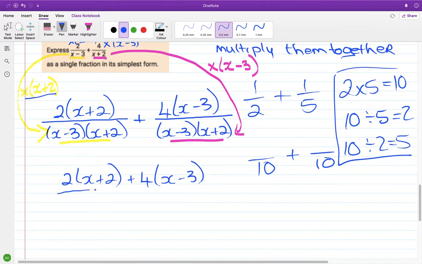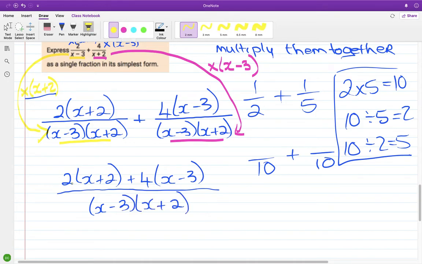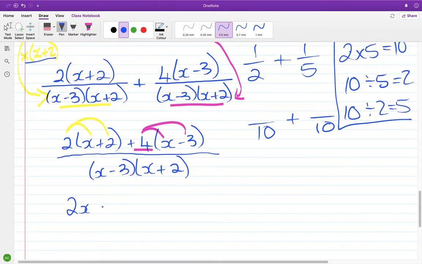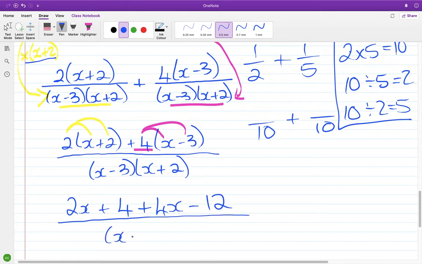And that's all over a single denominator, so don't write it twice, just write it once. So x minus 3, x plus 2. Top line then you distribute, so the 2 goes across the first bracket and the 4 goes across the second bracket. So we have 2x plus 4 plus 4x minus 12. And the bottom line, we just leave alone.